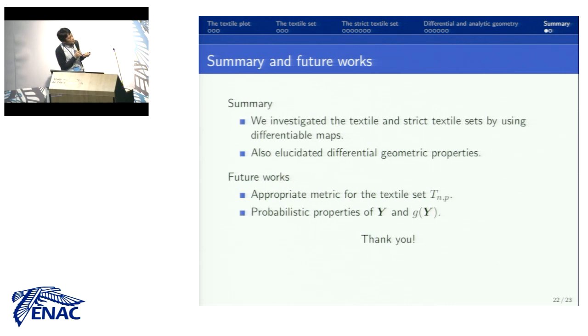So future works are to define an appropriate metric for the textile set, and I'd also like to investigate the probabilistic properties of y and gy if the original data x is distributed according to some known distributions like the multivariate normal distribution. And thank you very much.